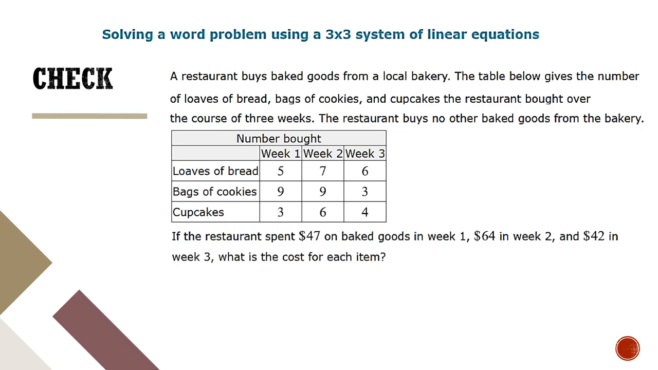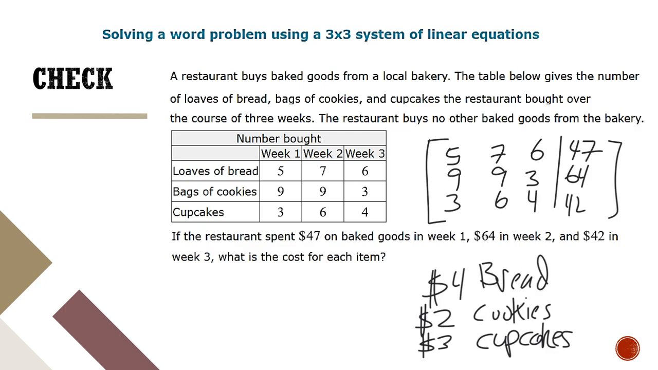So please try this one on your own. It's semi-similar. Just think about it a little bit, and I'll have an answer for you shortly. Hopefully you tried it. This one's a little bit easier. You just had to figure out that B, or that column here. So we just put this down and put that in here, and then we can do row reduced echelon form. We could do A inverse times B. Either way, you should get $4 for bread, $2 for cookies, and $3 for cupcakes.